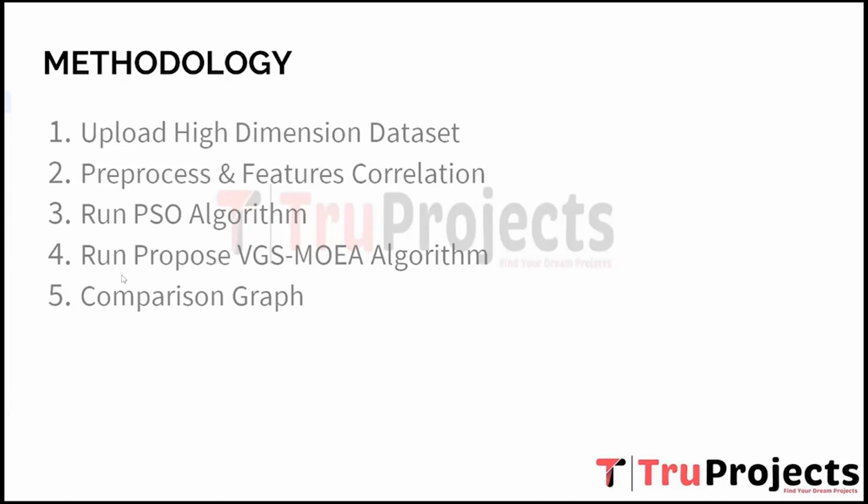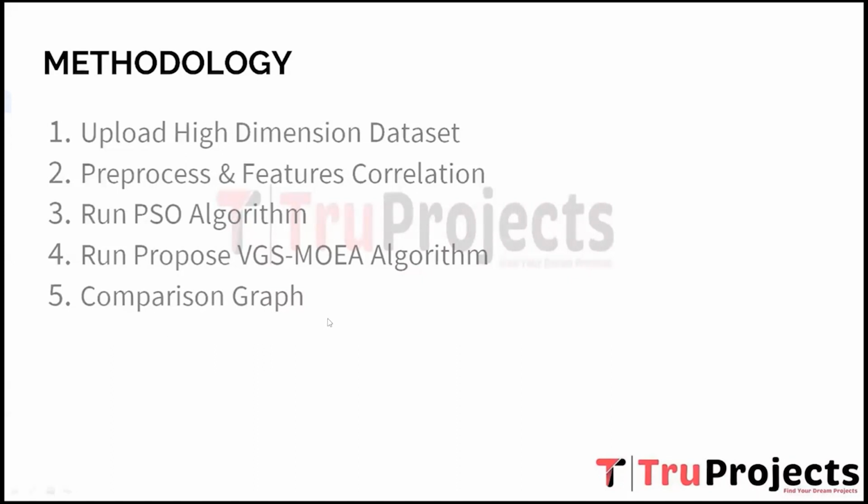Fourth, run proposed VGS MOEA algorithm. The variable granularity search-based multi-objective feature selection algorithm, that is VGS MOEA, is the algorithm of interest in this context. Running this algorithm involves applying the specialized method to the dataset. The algorithm combines a variable granularity search approach with multi-objective optimization to efficiently navigate the feature space and select feature subsets that balance accuracy and simplicity.